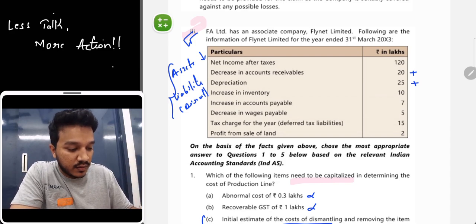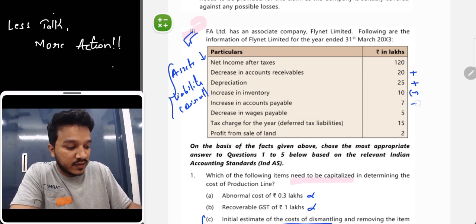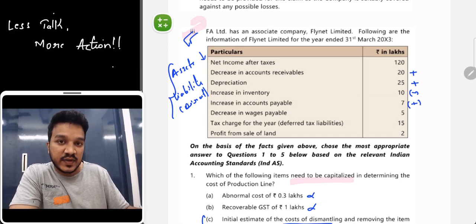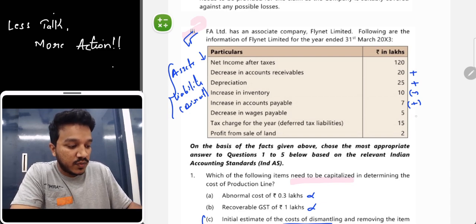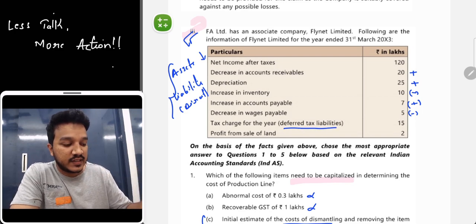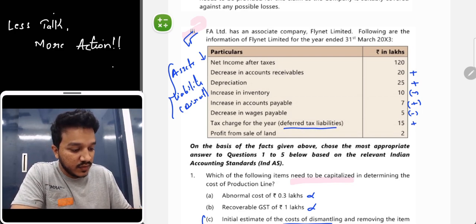Depreciation, a non-cash item, should be added. Increase in inventory, you will reduce this. Increase in accounts payable, a liability, you will also increase. Decrease in wages payable, a liability, you will also decrease. And then taxes charged during the year, he's telling deferred tax liability, again it's a liability and it is increasing, so you will also increase, right?